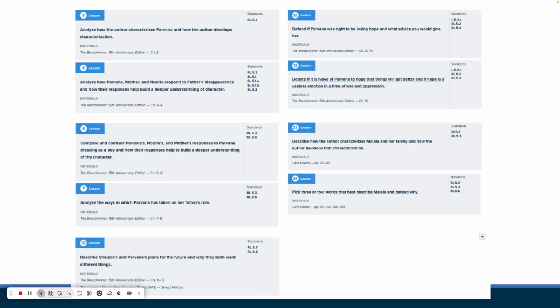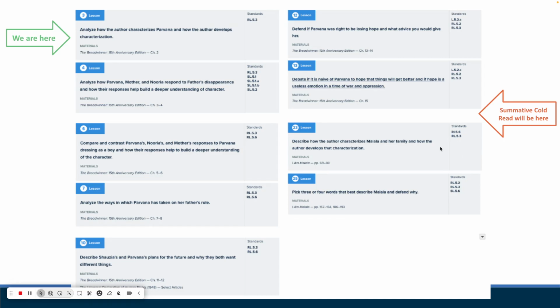Here are all of the lessons in Unit 2 that address the same standard, RL.5.3. We are talking about Lesson 3, analyze how the author characterizes Parvana and how the author develops characterization. The summative assessment will be the cold read assessment provided by the curriculum, and it will come here after Lesson 13. The curriculum does not give guidance on where this should fall, but we've chosen to have it here because students will have covered all of the standards on the assessment at this point, and there will be lessons after the cold read to do any remediation. So for this standard, there are 2 additional lessons after Lesson 13 that cover RL.5.3.